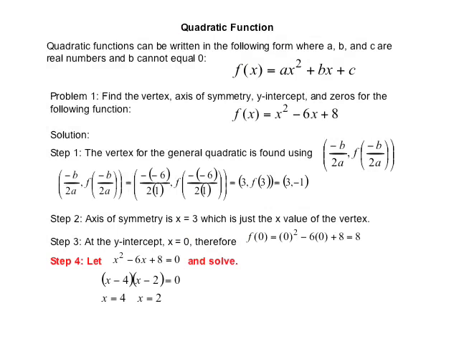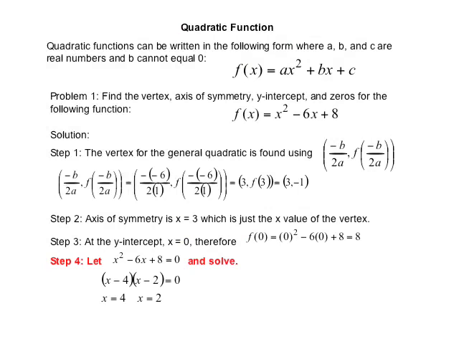Step 4. Let x squared minus 6x plus 8 equals 0, and solve. This will give us the zeros for the function, or where it crosses the x-axis, because when it crosses the x-axis, f of x is equal to 0. So we put in place of f of x 0, and then we have an equation.